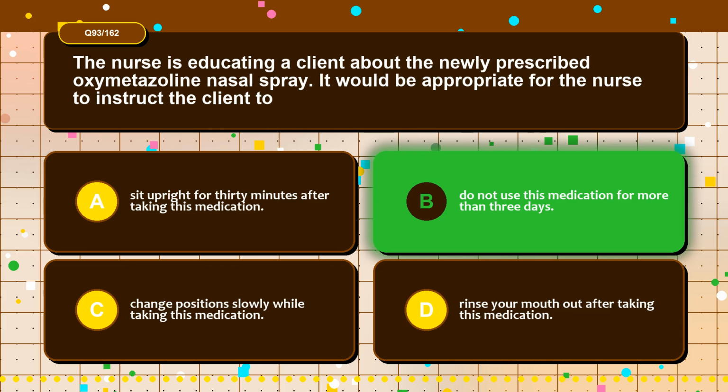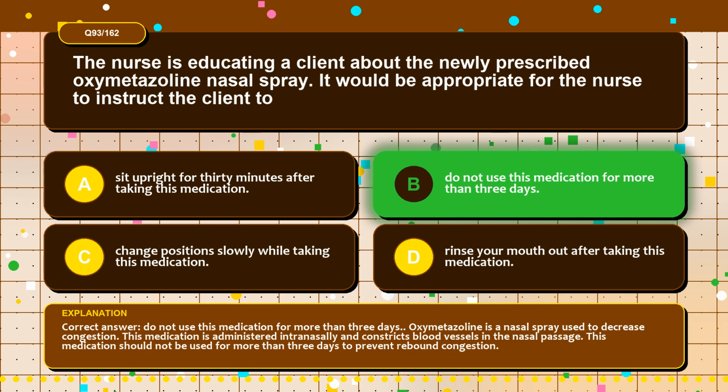The correct answer is option B. Do not use this medication for more than 3 days. Oxymetazoline is a nasal spray used to decrease congestion. This medication is administered intranasally and constricts blood vessels in the nasal passage. This medication should not be used for more than 3 days to prevent rebound congestion.